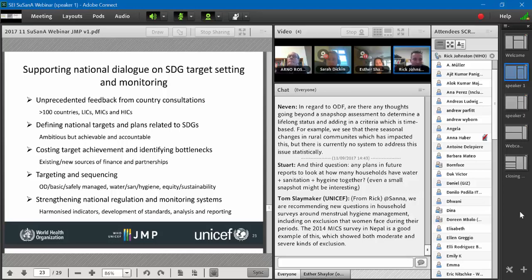So individual countries are expected to define national targets and plans for achieving the SDGs. They're not expected to simply copy and paste the global targets. The global targets are aspirational, and individual countries should use those as a reference when setting their own targets which are going to be relevant to local context. And then there's a lot of work to do in order to be able to set a target and also to cost it and to figure out what is realistically achievable between now and 2030 and what needs to change in order to be able to achieve those targets.